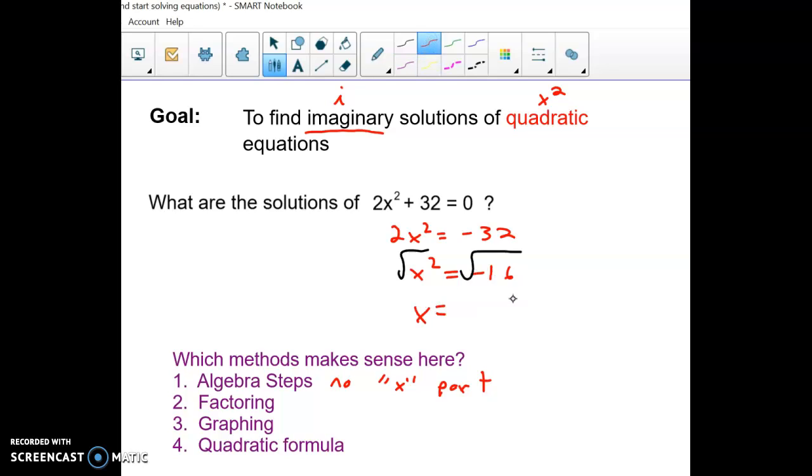So basically, the square root of 16 is usually 4, but the square root of negative 16 then is just going to be 4i. All right, and don't forget, right, that there's two answers. So my answer here when I take the square root is actually both plus and minus 4i. So we have two imaginary answers, positive 4i and negative 4i.